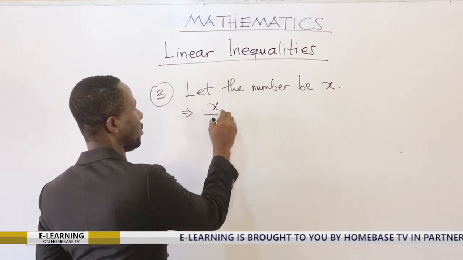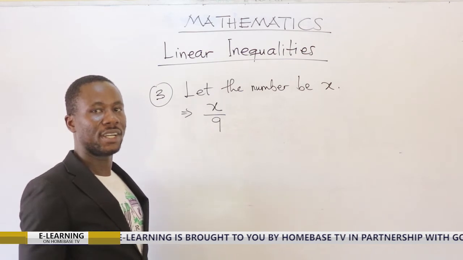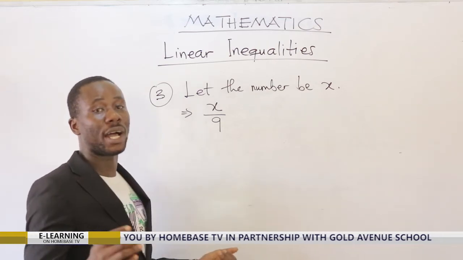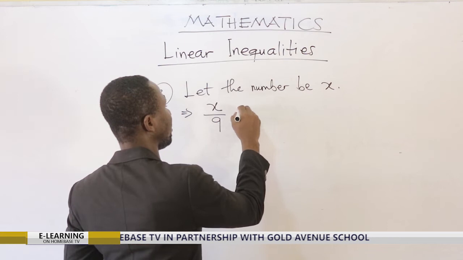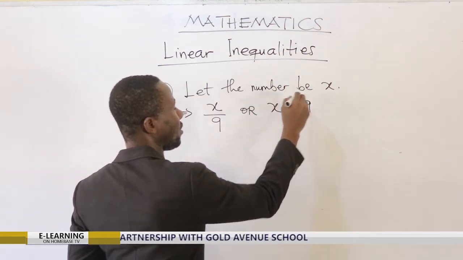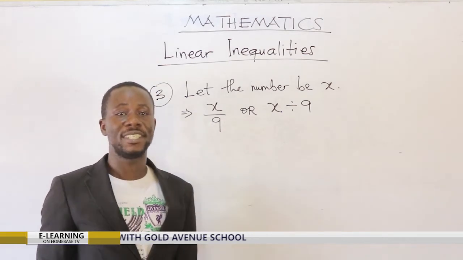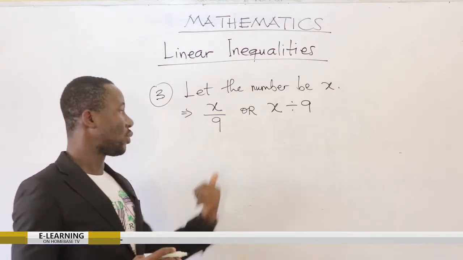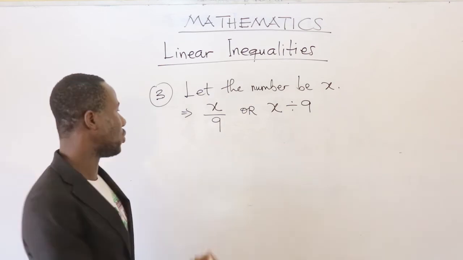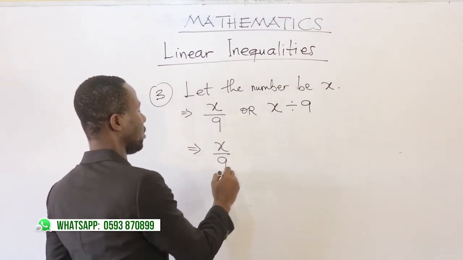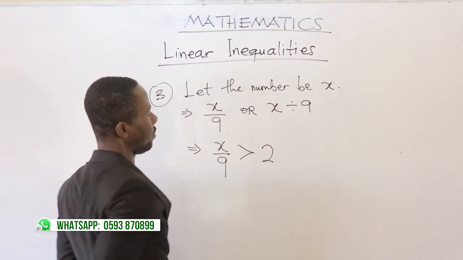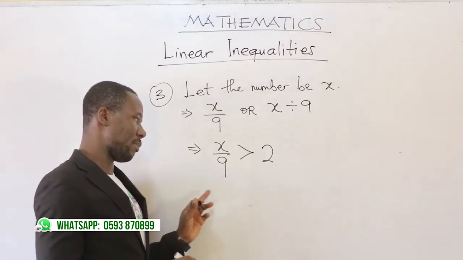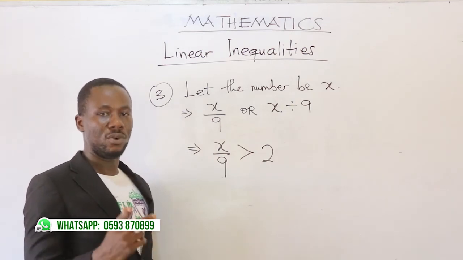Vertical form. Sometimes some people write in horizontal, like this. They are the same. But I prefer this one because this one looks more easy to solve with. So a number divided by 9 gives greater than 2. So simply put, a number divided by 9 gives greater than 2. We are done. So this is the mathematical sentence for that word problem. Good. Let's move on to the fourth one.